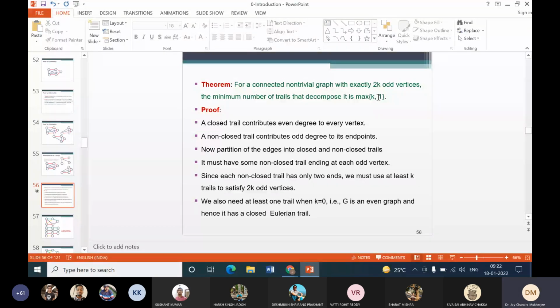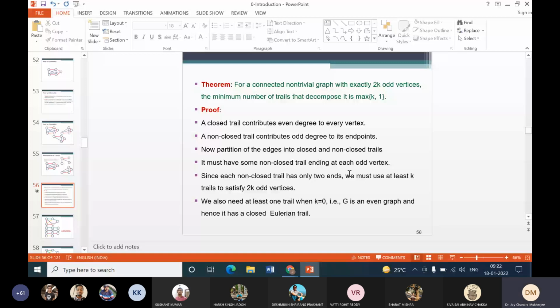So how do you prove it? First, let us prove a simple case. Suppose you are given a connected non-trivial graph where there is no odd vertex. So every vertex is even. That means that is an Euler graph. So the value of k is 0. In that case, the minimum number of trails needed is 1. Why? Because that trail is nothing but the Euler trail itself.